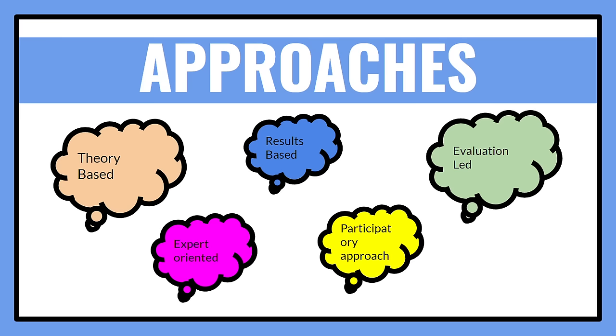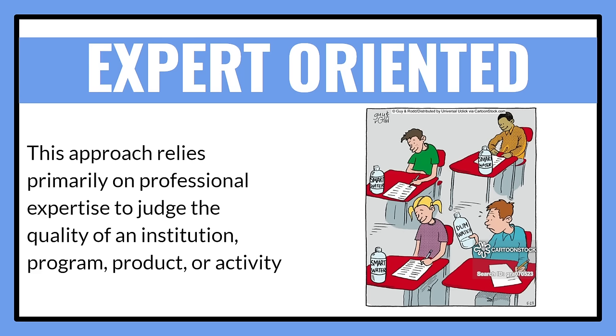So let's look at different approaches to monitoring and evaluation. Yes, there are different approaches. One is the theory-based approach. You have the expert-oriented, you have result-based, you have participatory approach, you have the evaluation-led approach. There are so many approaches that have come out of these approaches. So for example, in the participatory approach, we've now had social justice approach, we now have indigenous approach. So you could think about so many approaches coming out from this, but let's look at each of the approaches as it applies to the work that we do. And don't forget that the type of approach that you use would inform how your monitoring and evaluation framework is being used.